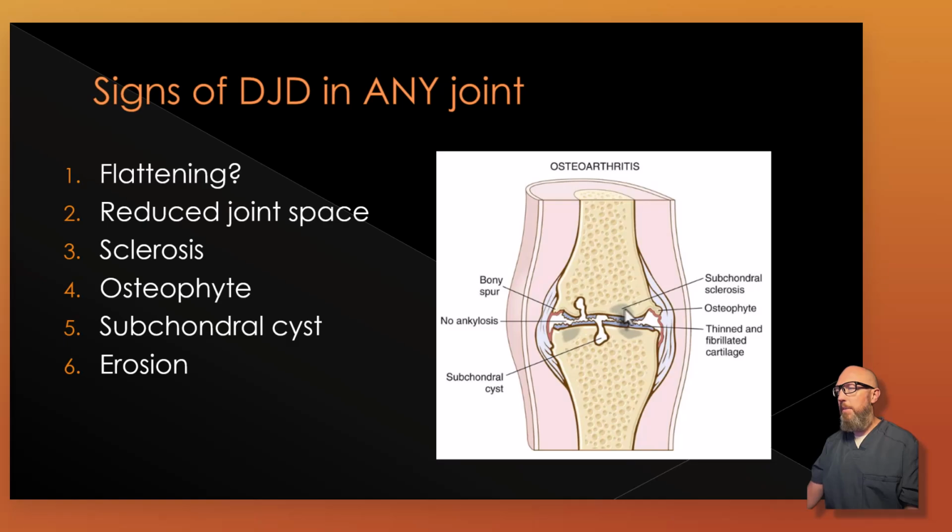That's what's being drawn here in this cartoon. Osteophyte formation, or bone spur, is the colloquial term for it. Subchondral cyst is when you have an erosion that then is covered up by bone. So it's a small round radiolucency or hypodensity just beneath the joint surface. And then an erosion is when it's actually eroding from the joint surface.